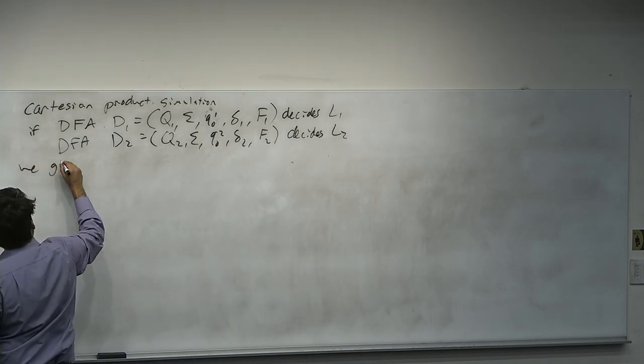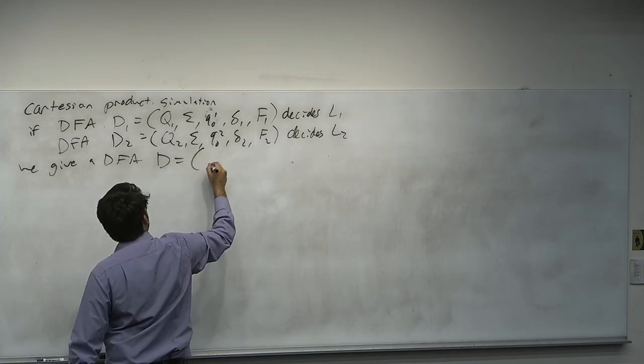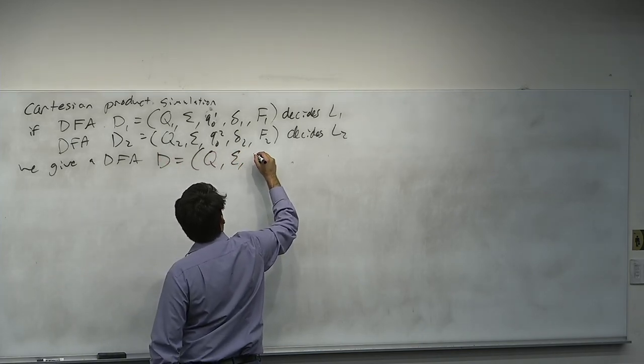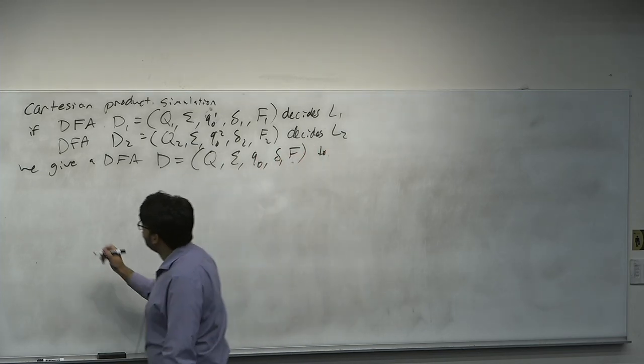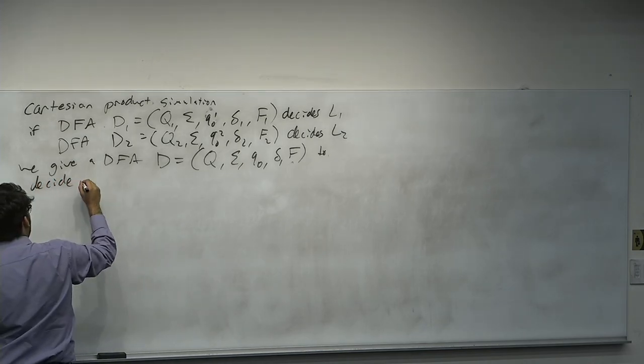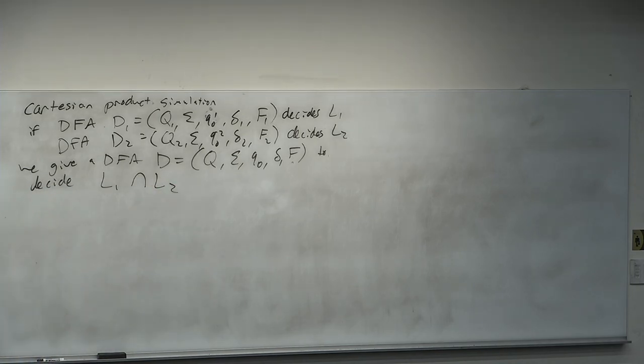We give a DFA D equal to Q, sigma, Q0, delta, and F to decide L1 intersect L2. So let there be one language decidable by a DFA. Let there be a second language decidable by probably a different DFA. We can give one DFA, and the DFA's job is to run both DFAs at the same time and decide the intersection. It's going to only accept when both DFAs accept.